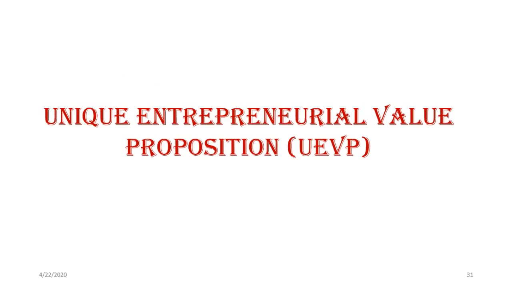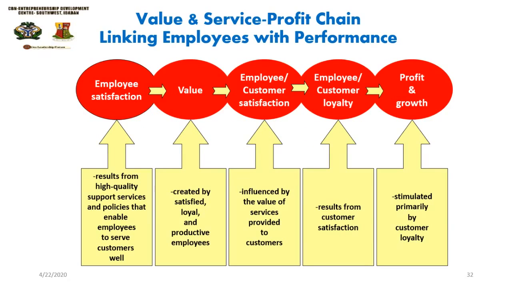And then the next thing I want you to consider in this entrepreneur class is what I call UEVP, Unique Entrepreneurial Value Proposition. Sometimes they call it unique value propositions, or unique organizational value proposition, whichever. But in this class, we want to look at it as entrepreneurial value proposition. And what do I mean? We want to consider the value chain profit of the entrepreneur or of your business.